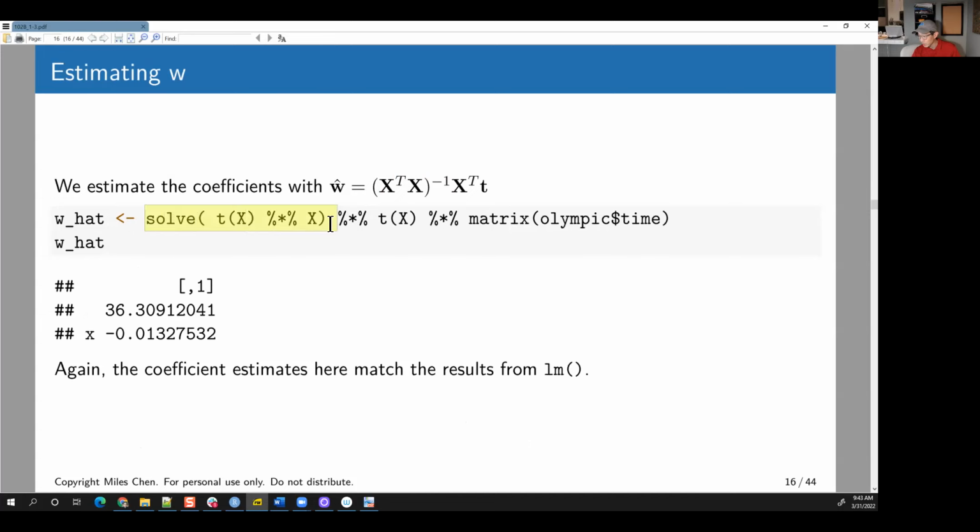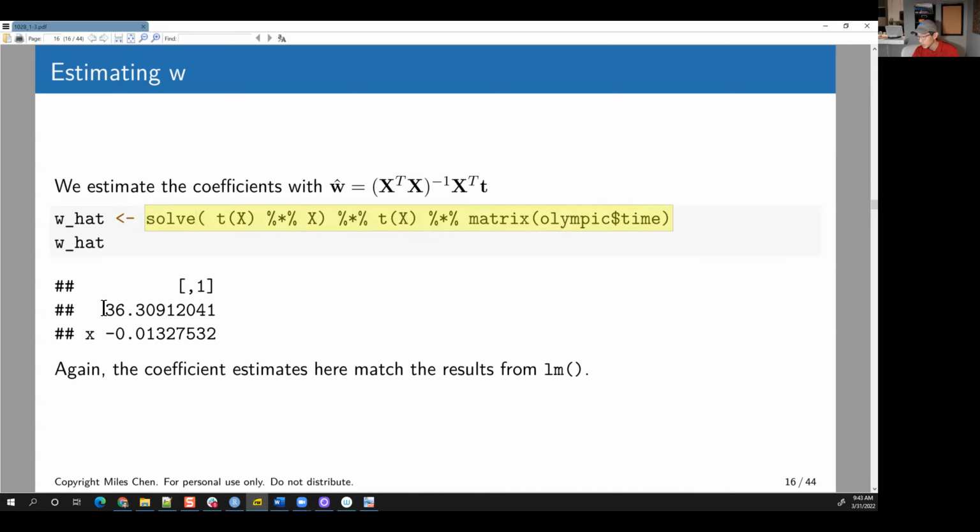So I'm just going straight there. I got X transpose X, put it inside solve to get X transpose X inverse. And then we have X transpose times T, and we're going to just take the actual values, the time, and turn it into a matrix. So I got X transpose X inverse times X transpose times the column T.